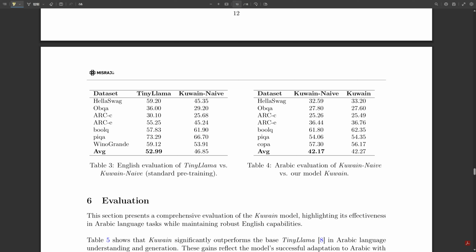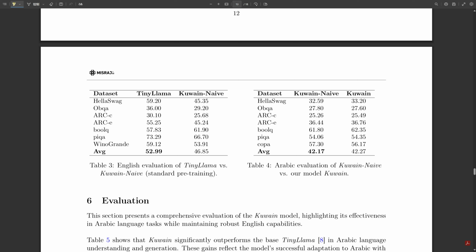It did, but Kuwain proper, the one with language injection, with the layer extension, Table 4 shows it maintained strong English performance while achieving comparable results to Kuwain Naive on the Arabic benchmarks. So the layer extension wasn't just about learning Arabic better, it was key to keeping the English too. Exactly. It shows the synergy. The two parts, layer extension and vocabulary expansion, plus the careful training, worked together. Okay, that makes the advantage much clearer.